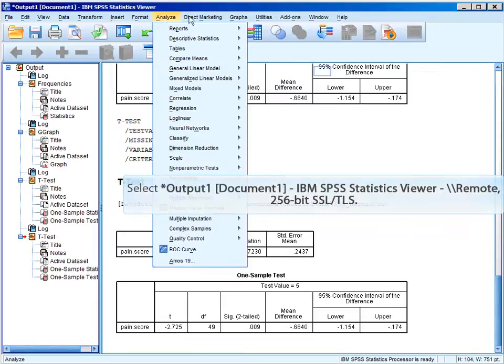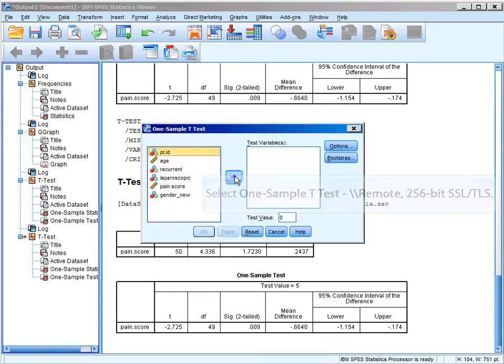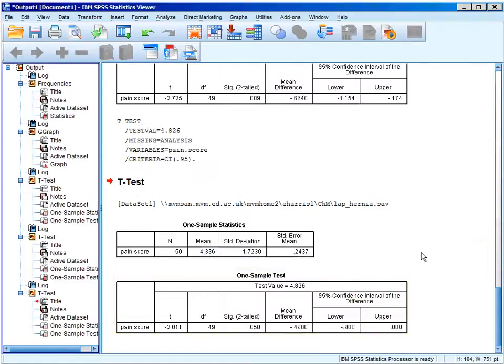And we can check that by going Analyze, Compare Means, one sample t-test, 4.826, okay, and sure enough, the significance value for whether 4.826 is the population mean on a sample of 4.336 is 0.05.